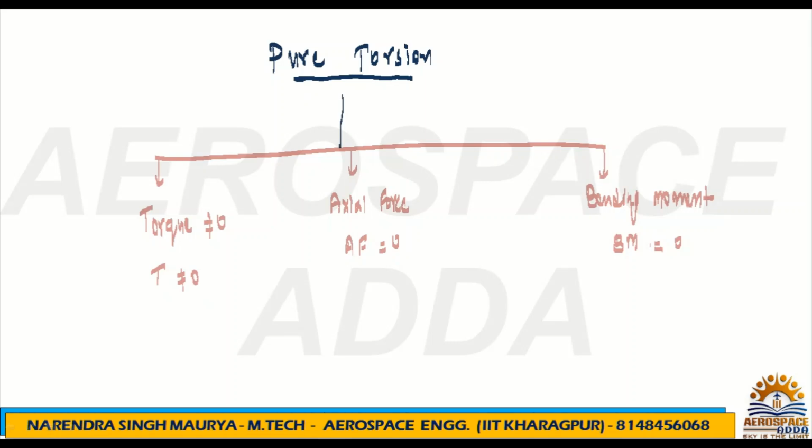In other words, if you talk about pure torsion, the shaft is subjected only to the torque T. There is no axial loading and no bending moment. Only torque will be there. So this is basically pure torsion. This is called pure torsion.